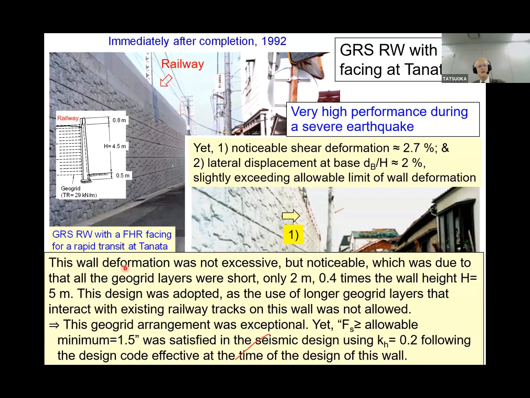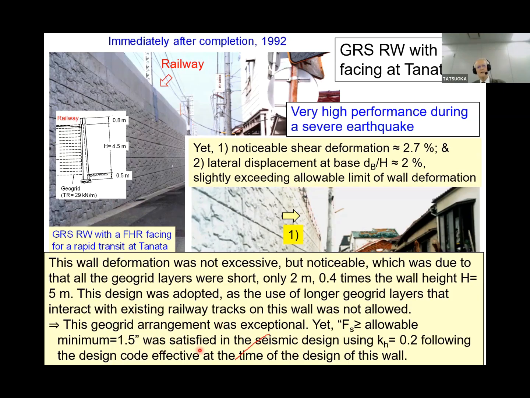Why? This is because this wall deformation was not excessive but noticeable, which was due to all the grid layers being short, only 2 meters. That is 0.4 times the wall height, so H equals about 5 meters. This design was adopted as the use of longer grid layers that interact with existing railway tracks on this wall was not allowed. This grid arrangement was exceptional. Yet we confirmed that the safety factor is larger than the allowable minimum 1.5.